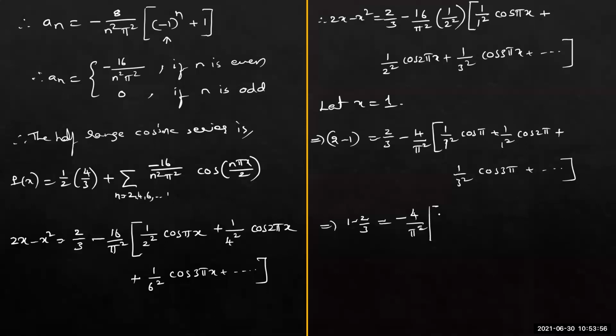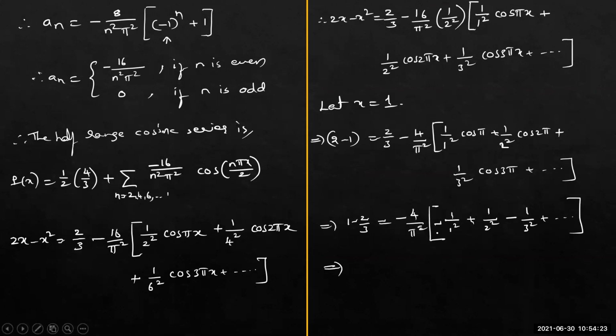1 by 1 square, and the cos pi value is actually minus 1, so I'm writing it as minus 1 into 1 divided by 1 square. Then plus, cos 2 pi value is actually 1, so it is 1 by 2 square into 1. Then again, cos 3 pi value is minus 1, so we have 1 by 3 square, and so on. Right? Now see, we want only this series.